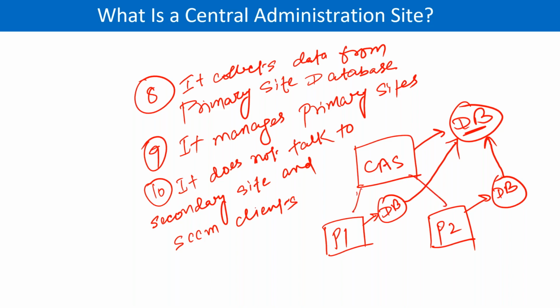Okay, the primary site is basically reporting to central administration site. Primary site is like a manager of central administration site. Sorry. Central site is a manager of primary site. So central will be sitting on the top and primary will report to central. So it's like a manager, central administration site. Okay, clear everyone?